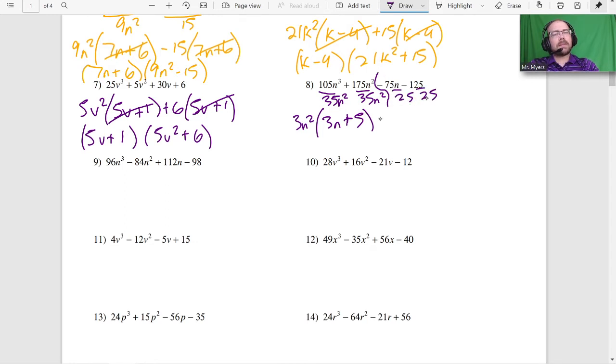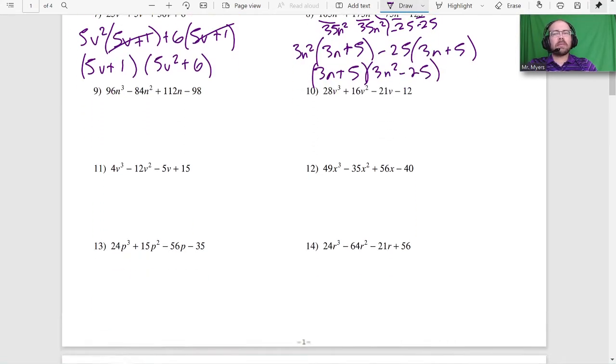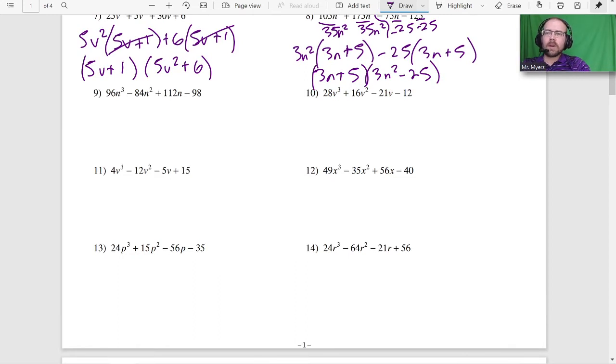75 divided by 25 is 3. Oh, so also a minus. Minus 25. That's going to be 3n. 125 is 5 quarters. And there we go. 3n plus 5, 3n plus 5. All right, so 3n plus 5, 3n squared minus 25. Whew. Okay. Yeah, these numbers get a little crazy sometimes. Yeah, we'll stay with purple for right now. Purple's a good color.